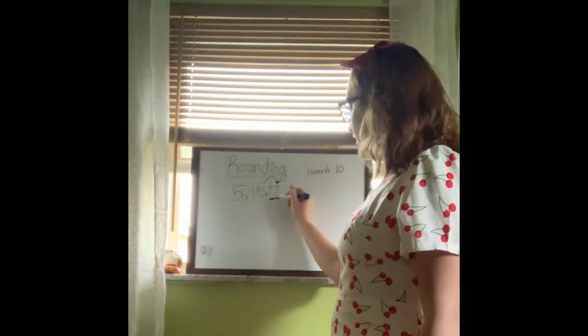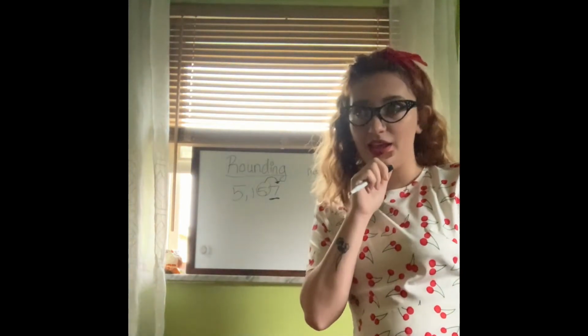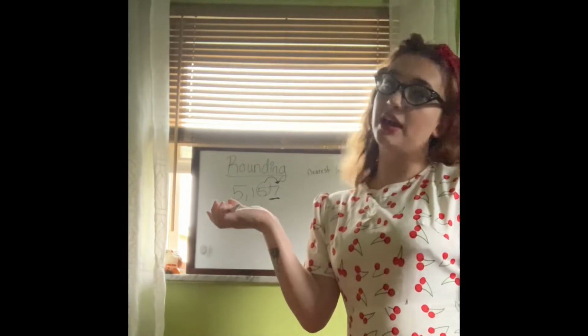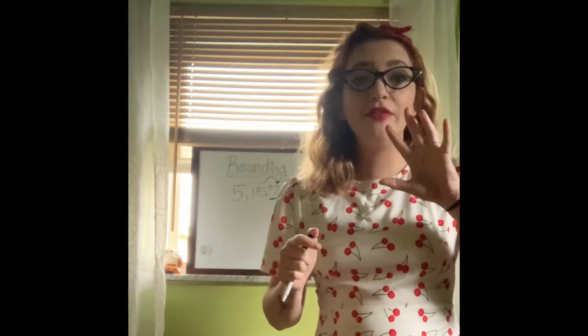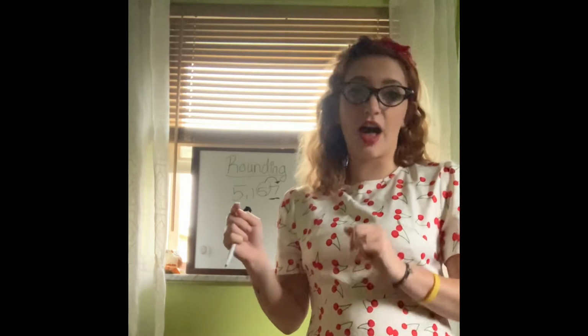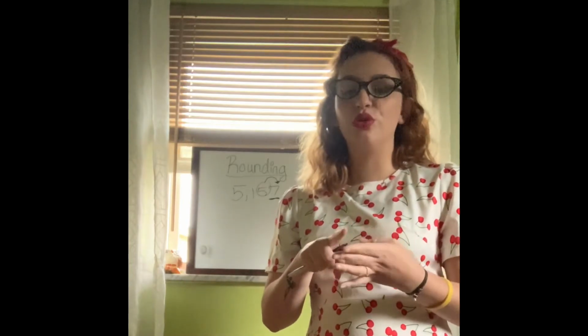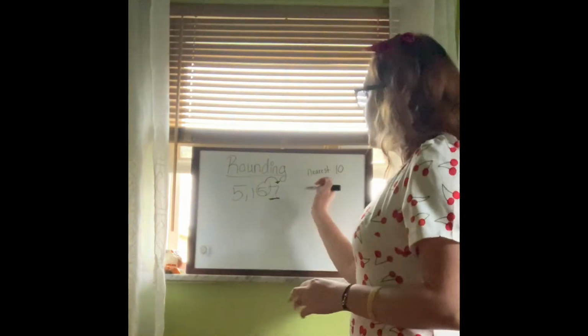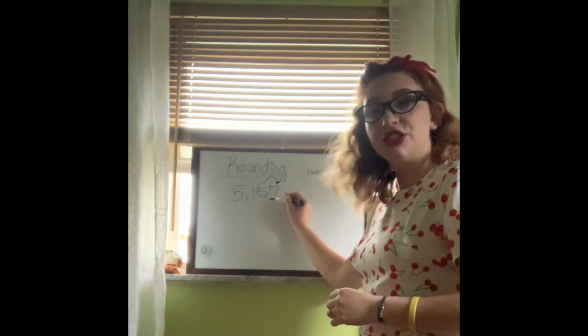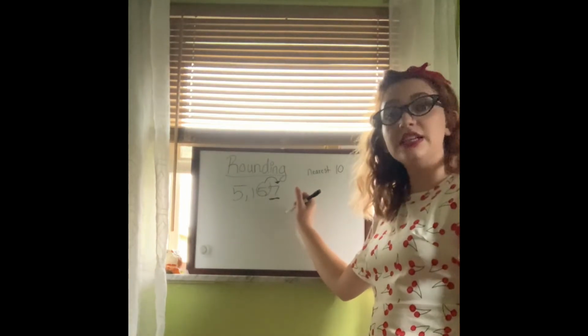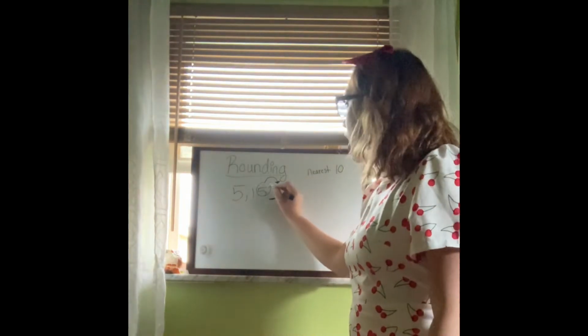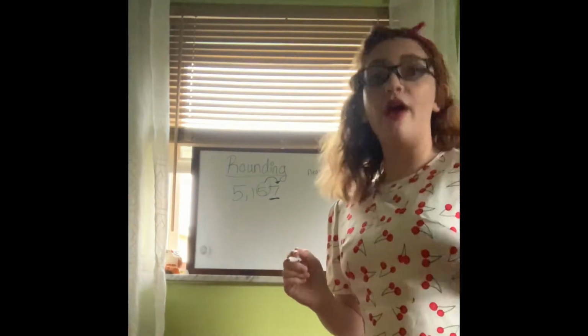So the 7, if you're wondering, how do you know if it'll make it go up or stay the same? When you're rounding, it either has to be 5 or greater to go up. If it's less than 5, so 0, 1, 2, 3, or 4, you will stay the same. So a 7, you have to ask yourself, is 7 5 or above? And yes, 7 is greater than 5. So that means our 5 is going to change. It's going to round up.